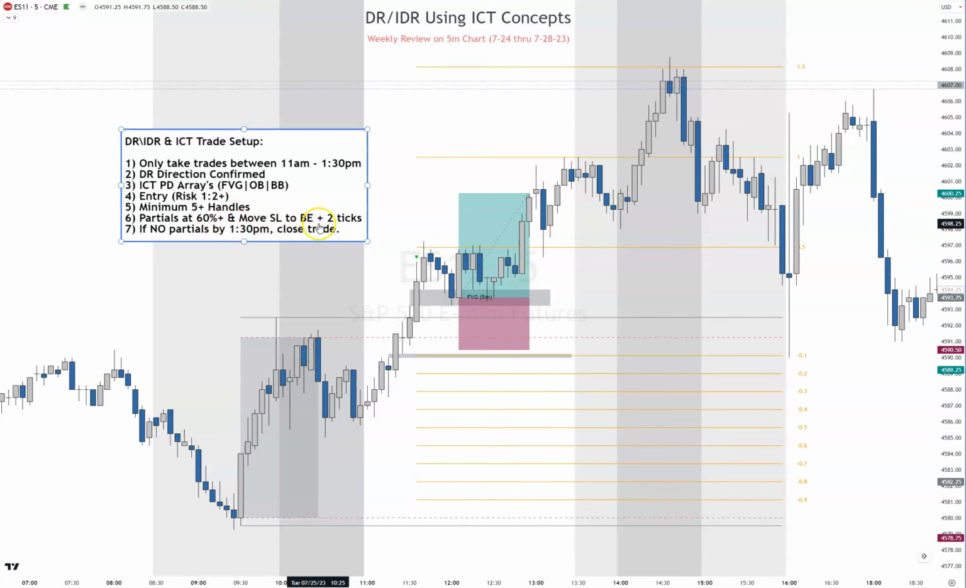Now, do we have to do this? No. Do you have to take partials? No. I leave a runner on for full tight TP, right? So when it came up here, I would have taken a partial here, moved my stop to break even, and then hit TP.